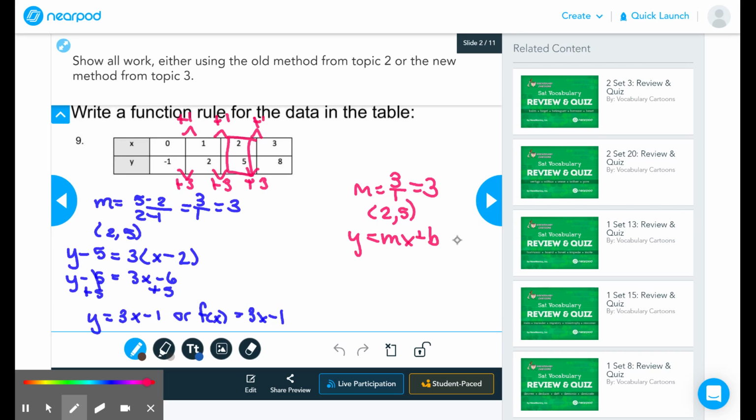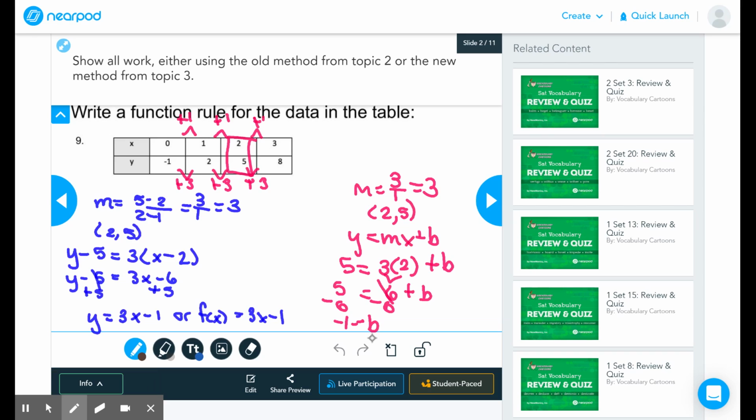So I plugged it into the point slope form. You can plug it into the slope intercept form. It is still a triple substitution. Plug in the y value, the m, and the x value, and then plus b. 3 times 2 gets you 6. Minus 6 on both sides. B gets you negative 1.